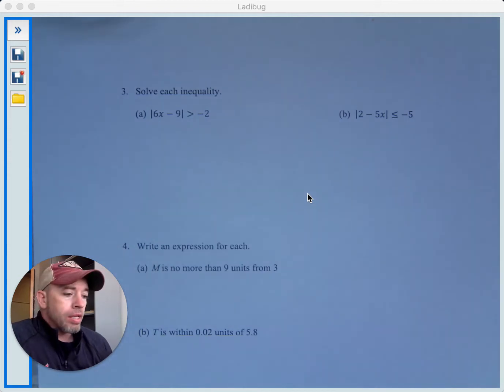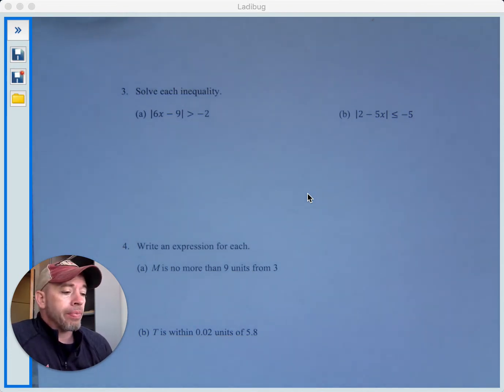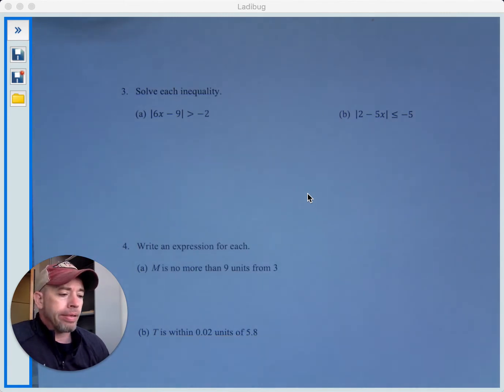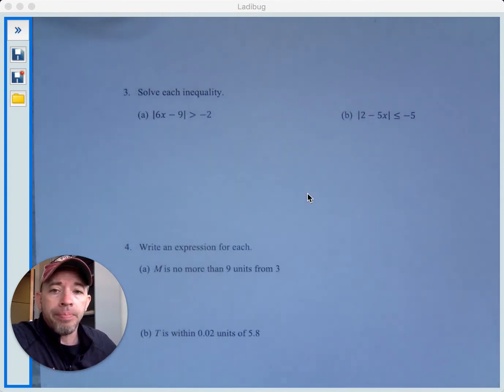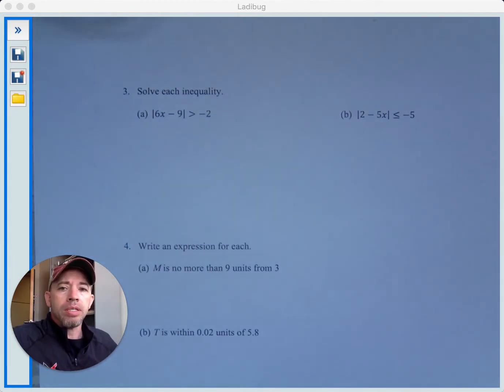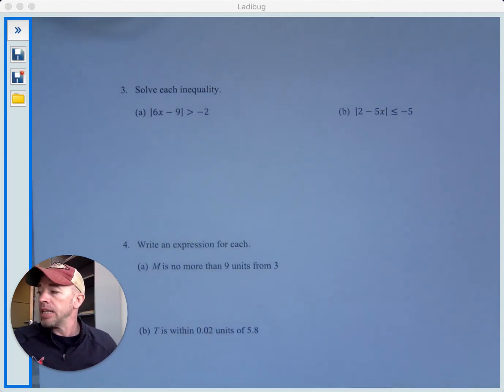Alright, we're on the second page of the A3 notes, so we're going to look at some special cases with inequalities involving absolute value and a couple of examples writing expressions with absolute value inequalities. So these number 3, we're going to look at these examples here. So let's look at what this says. It's absolute value of 6x minus 9 is greater than negative 2.